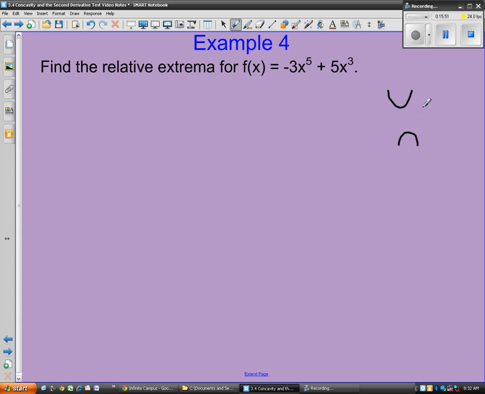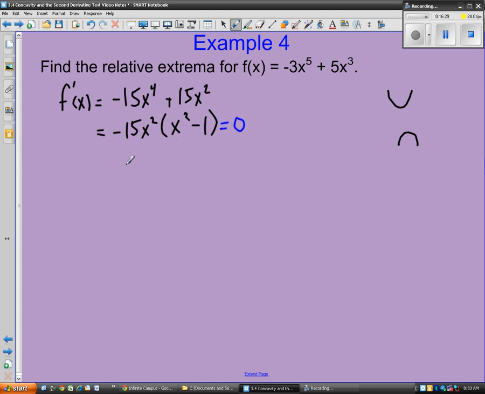And so the first thing we have to do is find our first derivative. So we find our first derivative, which gives me negative 15x to the fourth plus 15x squared. If I factor out my like terms, I'm going to go with negative 15x squared, and then that's going to leave me with x squared minus 1. Now the reason I did this is, remember, maximums and minimums are at our critical numbers. Our critical numbers come from setting the first derivative equal to 0. So that means my critical numbers are 0 for this first term, and then plus or minus 1. So those are my critical numbers.